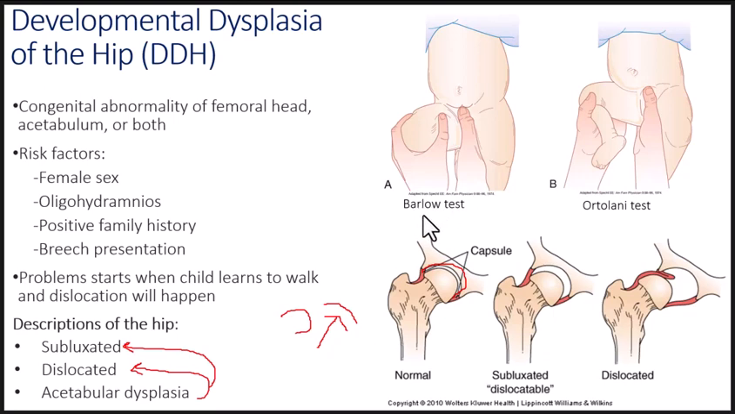But all I want you to be aware of is that with the Barlow test, which is done first before the Ortolani test, you're going to have an examiner that grabs the inner thigh near the hip of the baby, and they're just going to apply a little bit of posterior and lateral pressure, attempting really to dislocate the femoral head from the acetabulum. Under normal circumstances, it won't dislocate, but in a child with developmental dysplasia of the hip, it very well might.